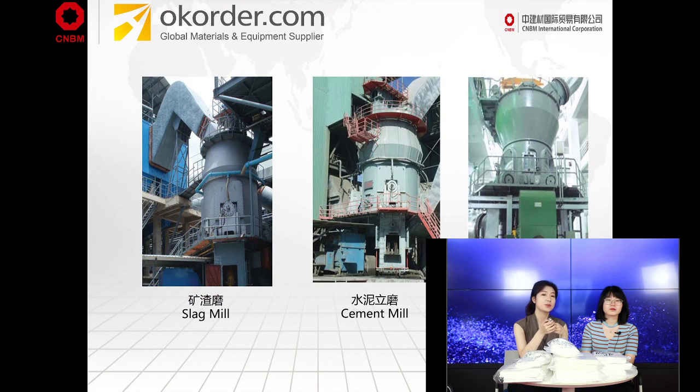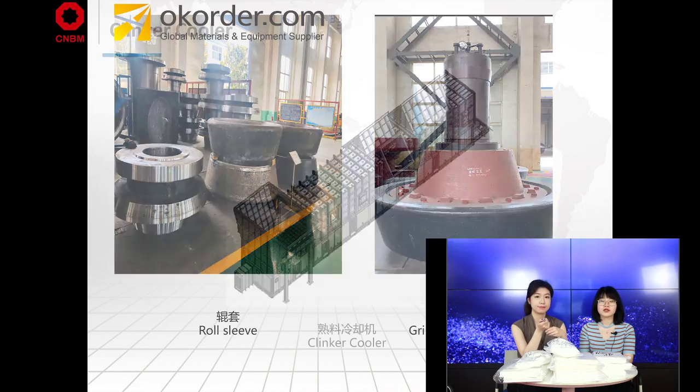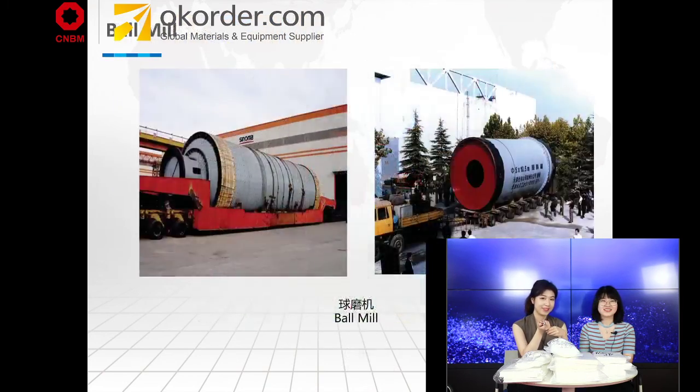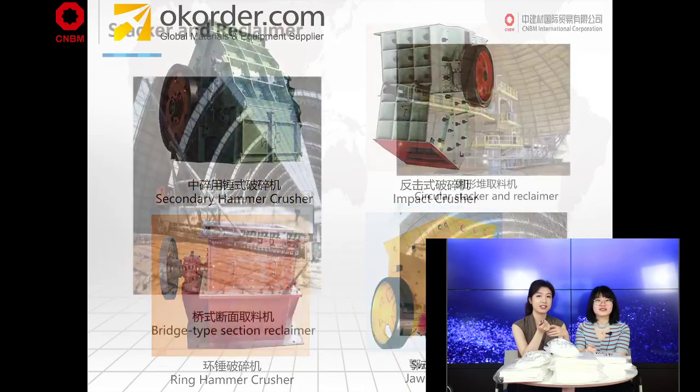Okay, so this one is slag mill, and the one in the middle is cement mill. And the last one is coal mill. Okay, so this is roll sleeve, and another one is grinding roller. Grinding roller is a little bit different because it's used for grinding raw materials. So all this stuff like that.